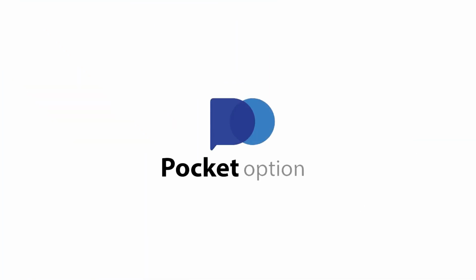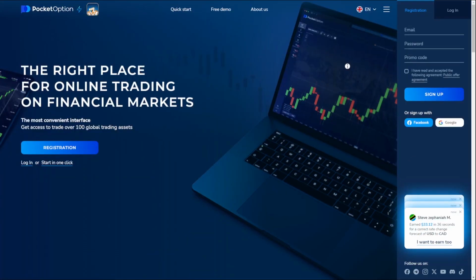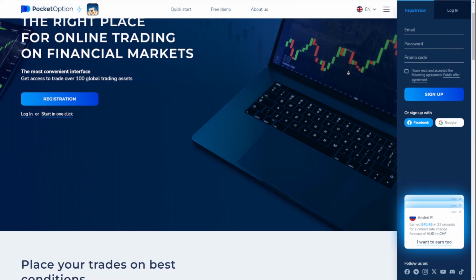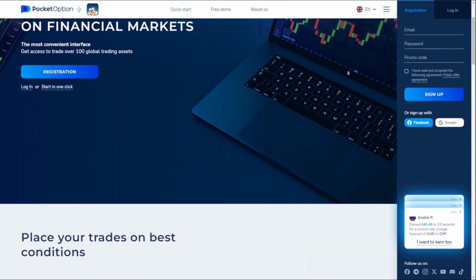Start on your trading journey with Pocket Option's diverse range of assets and user-friendly platform. By understanding market dynamics and trends, you can make informed decisions and optimize your trading strategy for success.